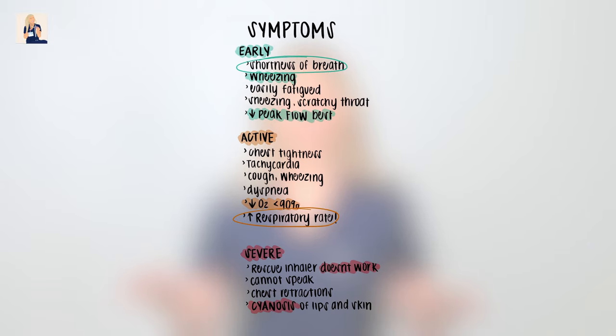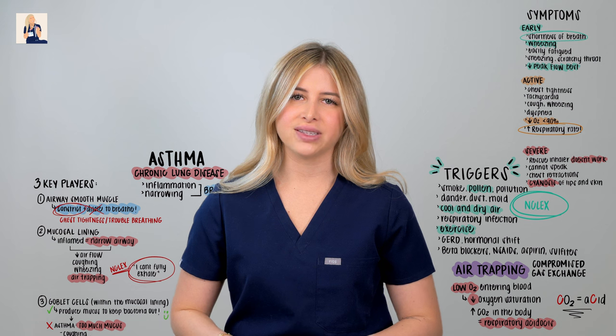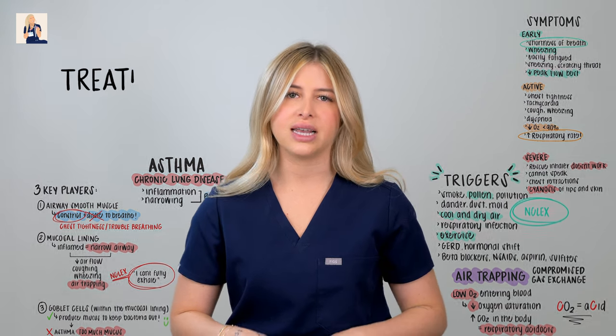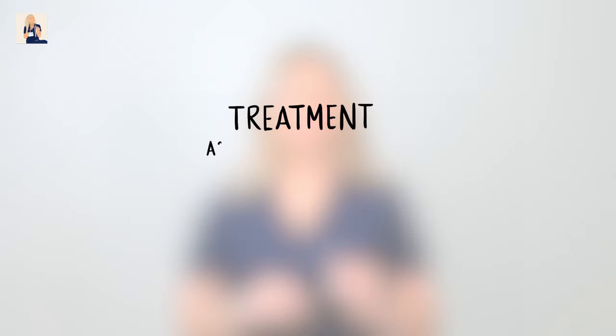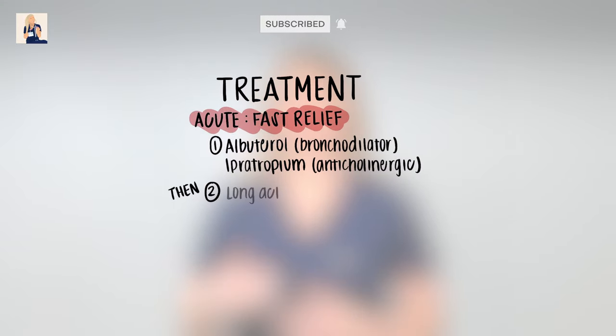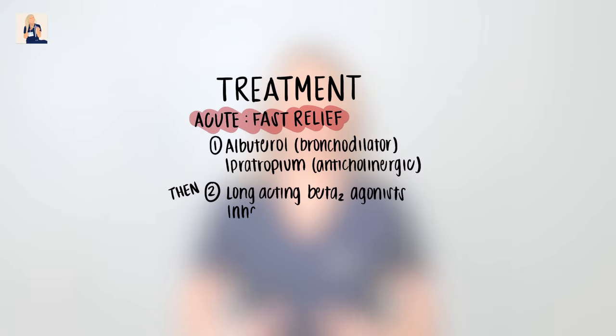Not only does the NCLEX love to test our knowledge on signs and symptoms, but they will want to know what you will do as a nurse in a critical situation. For a patient presenting with an acute asthma attack, our fast relief drugs are albuterol and ipratropium. We can then give long-acting beta-2 agonists and inhaled corticosteroids for control of symptoms.